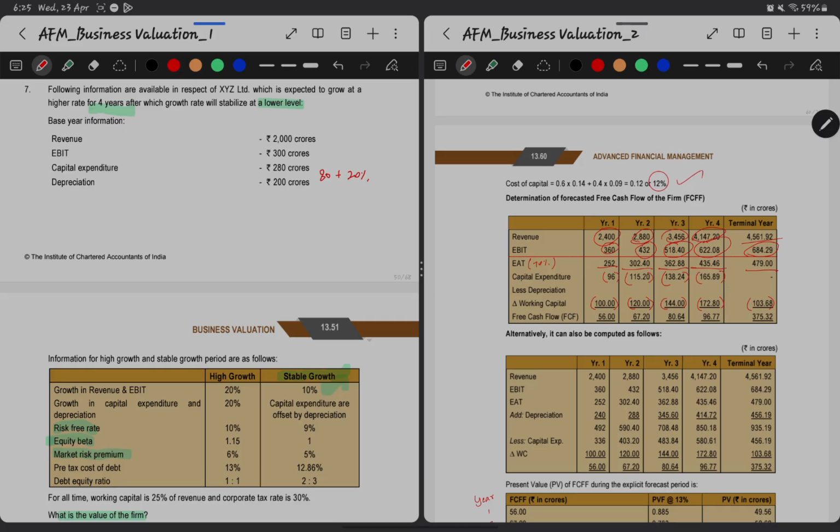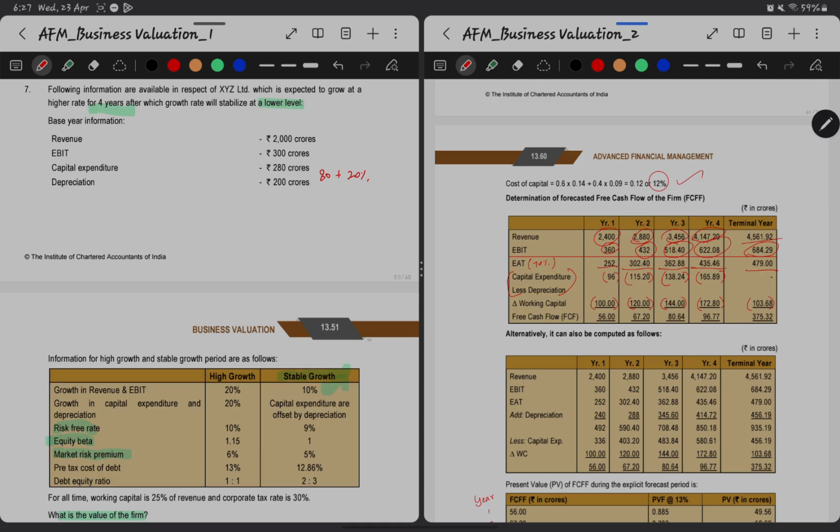Okay, now this is that capital expenditure minus depreciation. This has to be reduced from PAT. Then whatever changes in working capital also has to be reduced from PAT, which is nothing but 25% of revenue they told. So 2400 multiplied by 25% is coming around 600. So the increase in working capital is nothing but they have told working capital is 25% of revenue. So first we have to calculate increase in working capital.